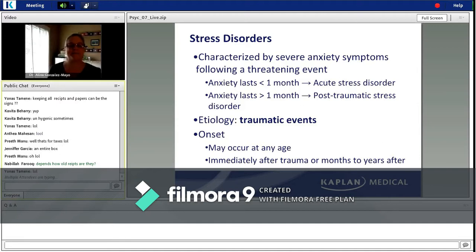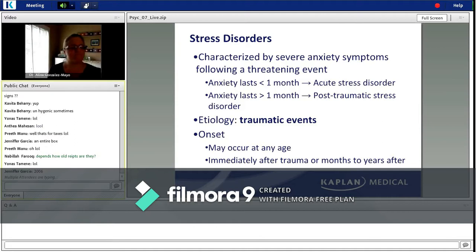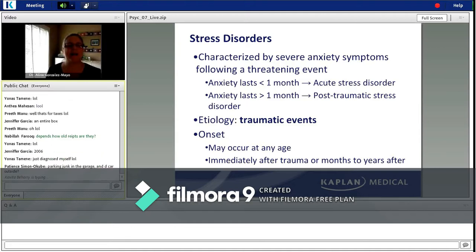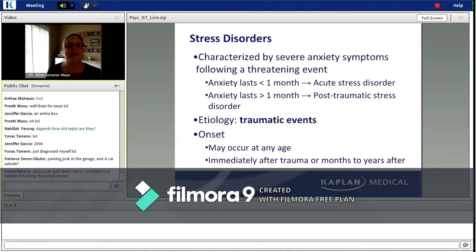Then we have PTSD and ASD. PTSD and ASD got removed from the anxiety disorders, and there's a category now called trauma-related, and PTSD and ASD went there. So these are individuals who've been exposed to a stressor. Now this stressor is severe enough where you think your life is in danger, you think something horrible is going to happen, you think you're going to die.